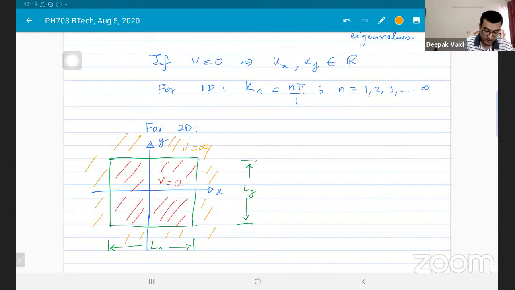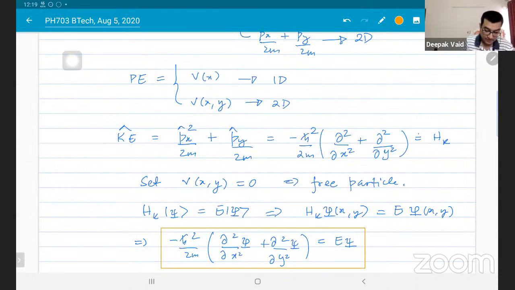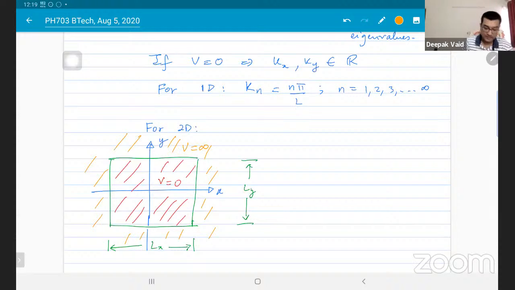So we are asking about the solutions of this equation, right? And the solutions will be the same. The only difference is now that you have two values of k. So you'll have kx n, which will be n pi over Lx, right? So this is your equation for a standing wave.